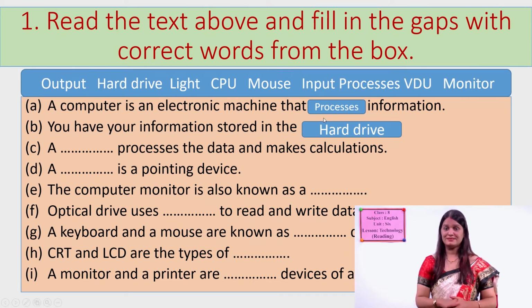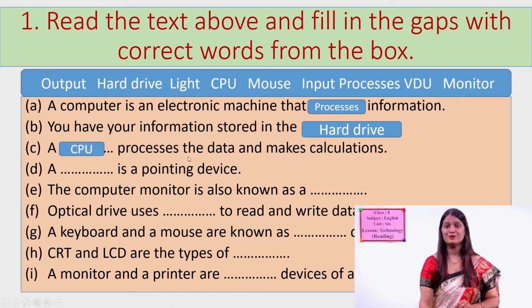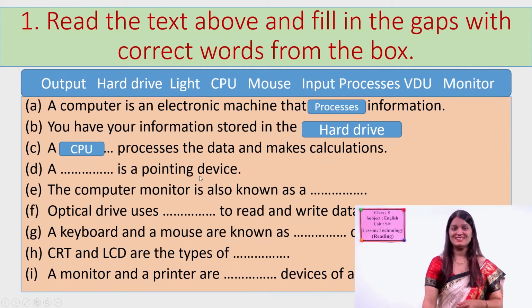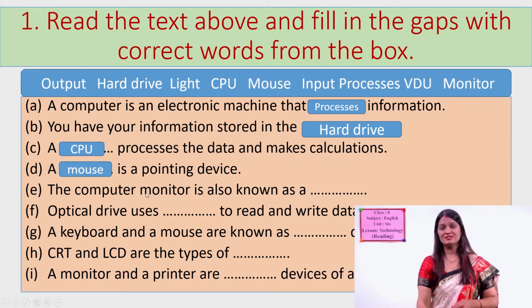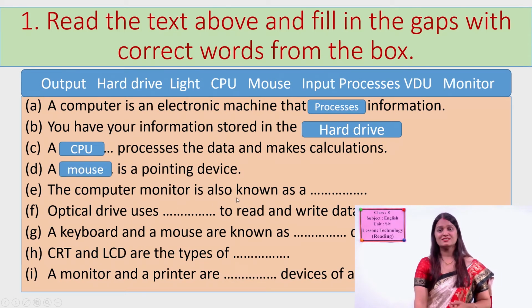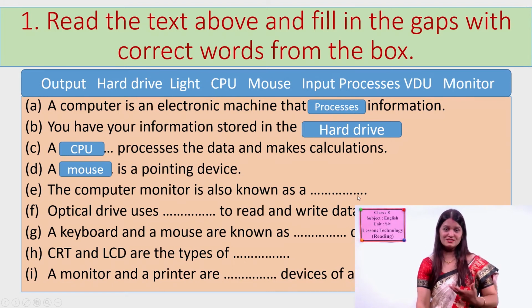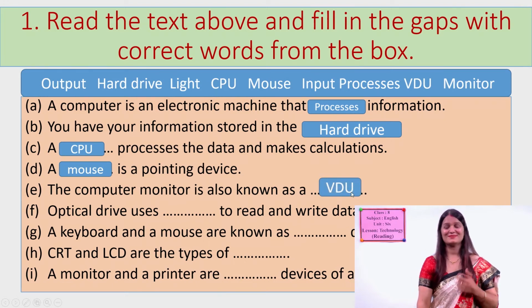I hope you have completed. Now, a CPU processes the data and makes calculations. Look at here. A CPU processes the data and makes calculations. A mouse is a pointing device. What is a pointing device? Yes, you are right. A mouse is a pointing device. The computer monitor is also known as a what? Yes, video. Thank you so much.